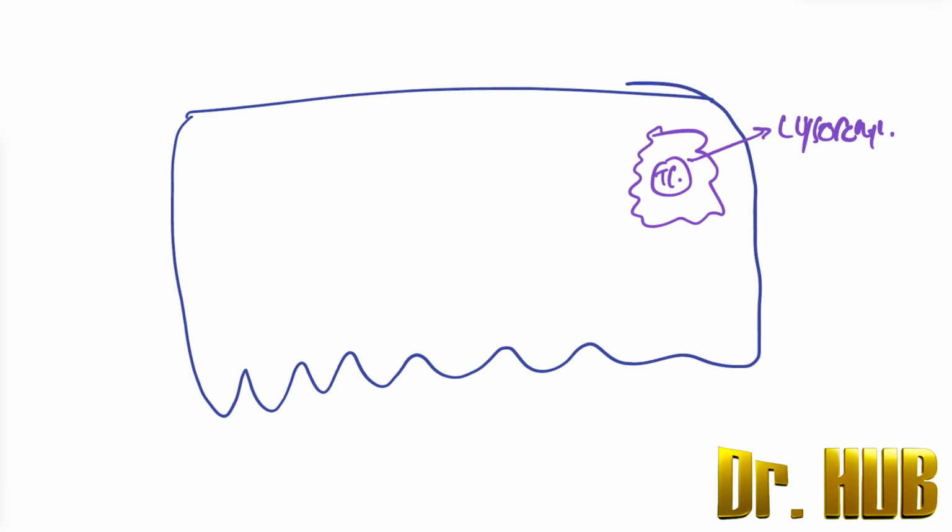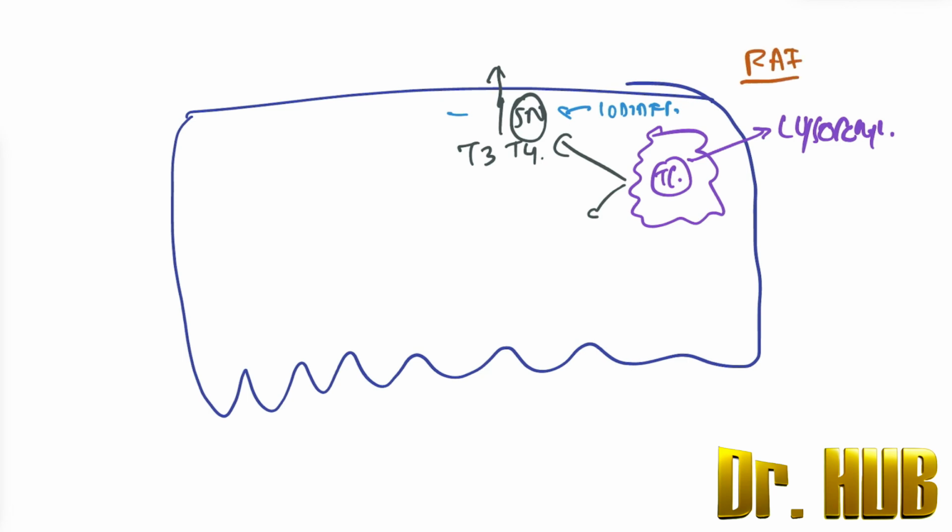Next from here there is T3 and T4, so they can be secreted. And the iodides act here. Another thing to note is that there is radioactive iodine. This enters and it destroys the thyroid tissue.